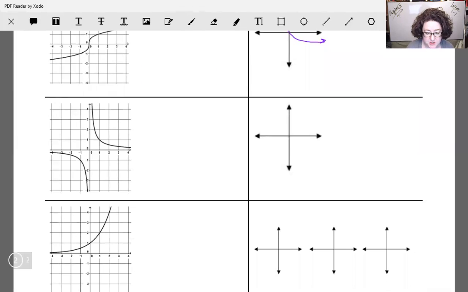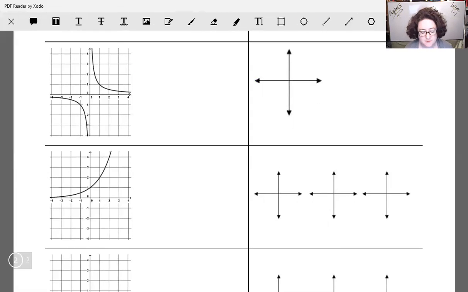Excuse me, 3 more functions to go. So our next function looks a little different. It has 2 different pieces to it. This is what we call the rational function.